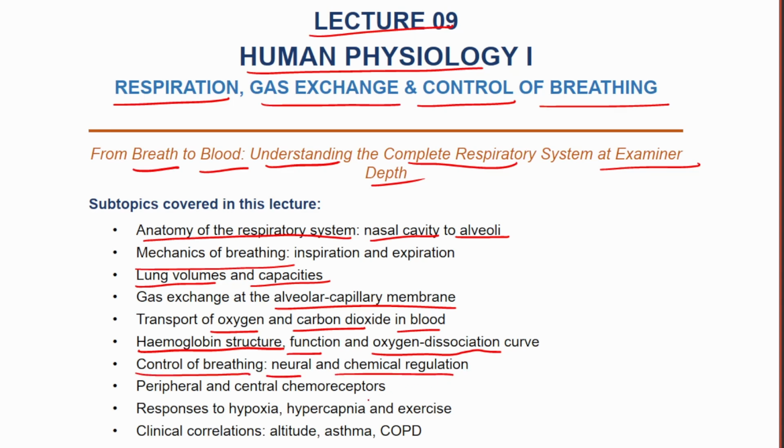This involves a sophisticated feedback loop driven by peripheral and central chemoreceptors, which constantly sample your blood and cerebrospinal fluid for changes in pH and gas concentrations. To see these systems in action, we will examine the physiological response to hypoxia, hypercapnia, and exercise, showing how the body adapts to low oxygen, high carbon dioxide, and intense physical demand.